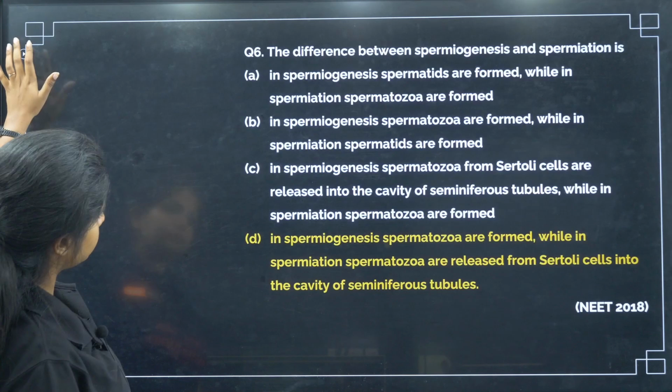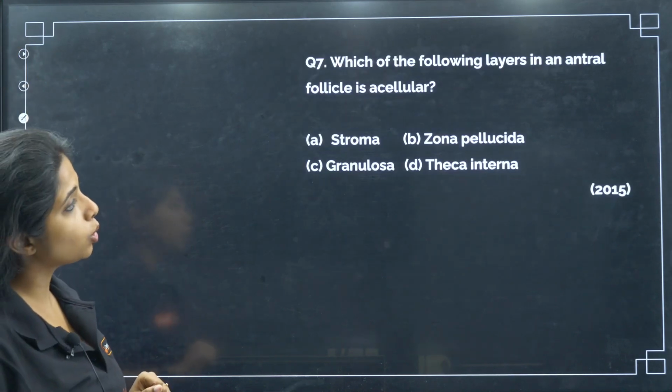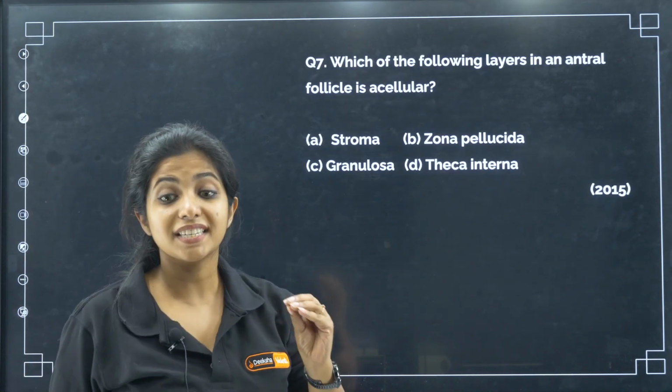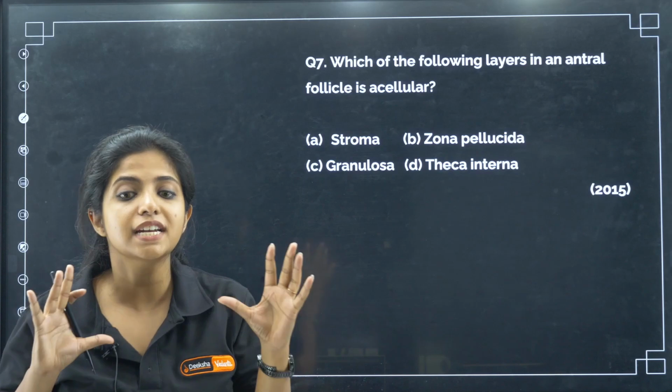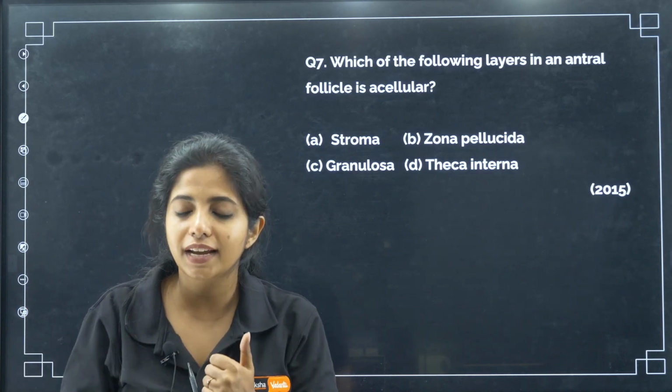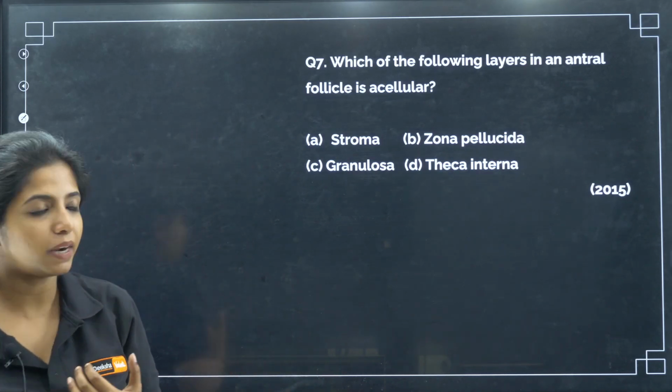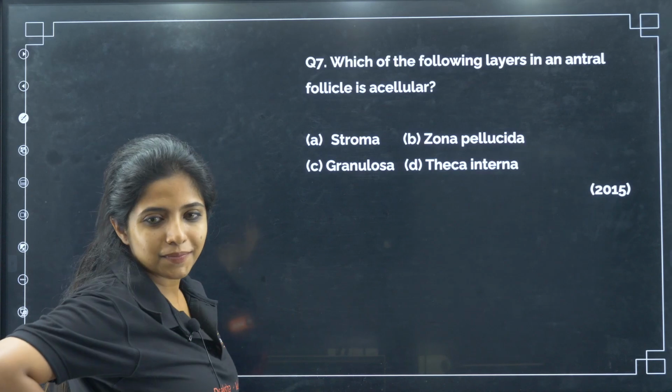Yes. Next. Which of the following layers in an antral follicle is acellular? That means it is not made up of cells. Which of the following layers in an antral follicle is acellular, my dear children? It would be what?